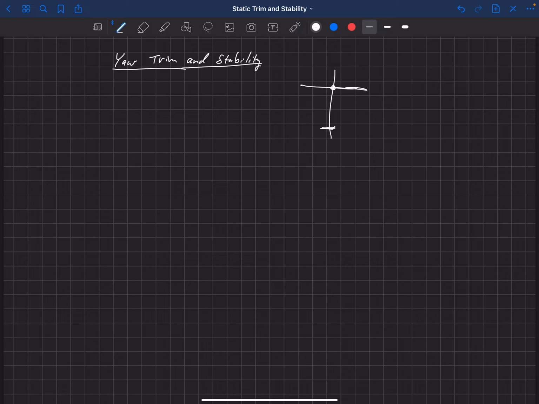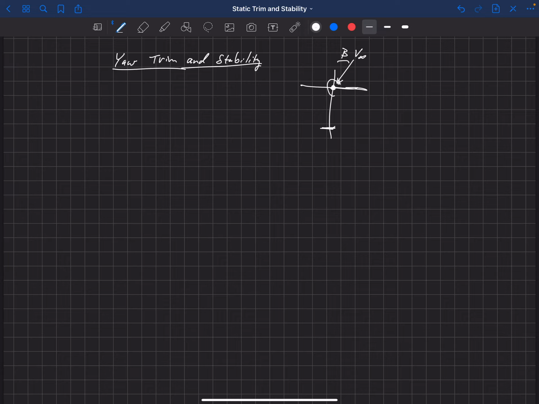And Z is down, so a positive yawing moment, if we put our thumb into the page here, it wraps around to the right like that. And a positive beta is with the velocity coming in to the right side of the aircraft.